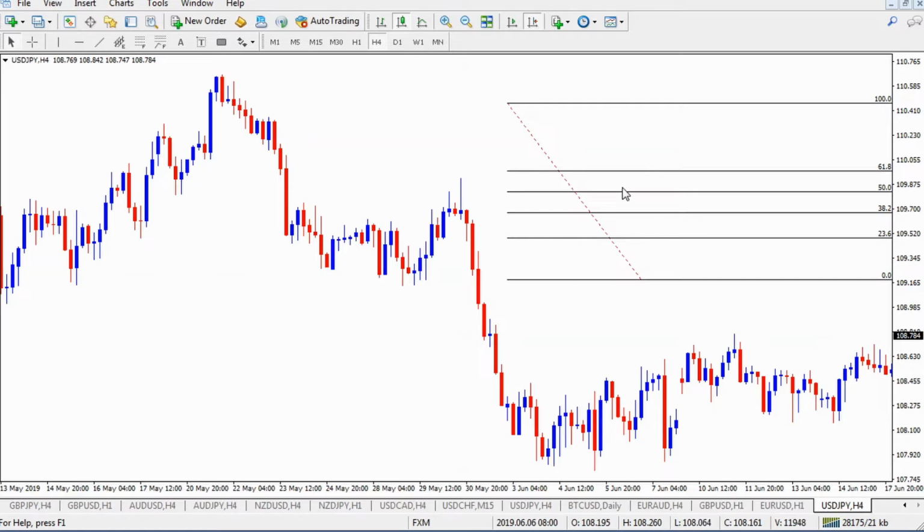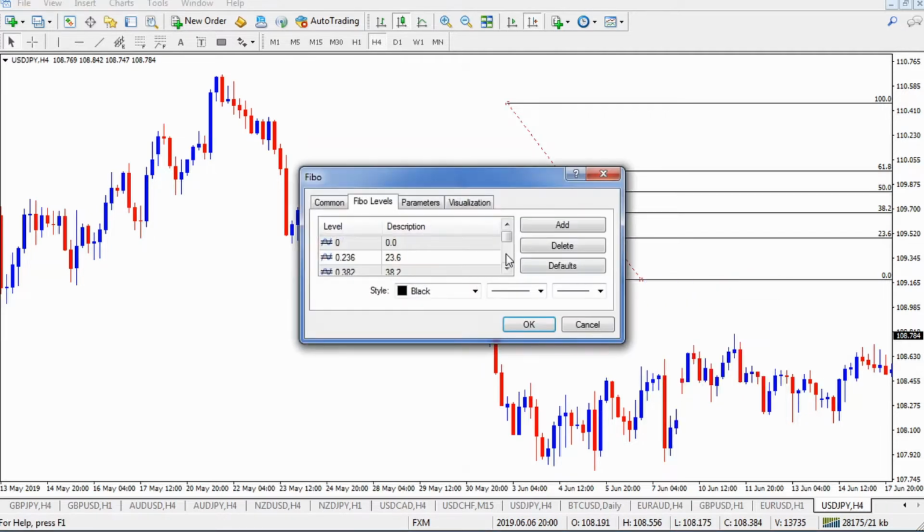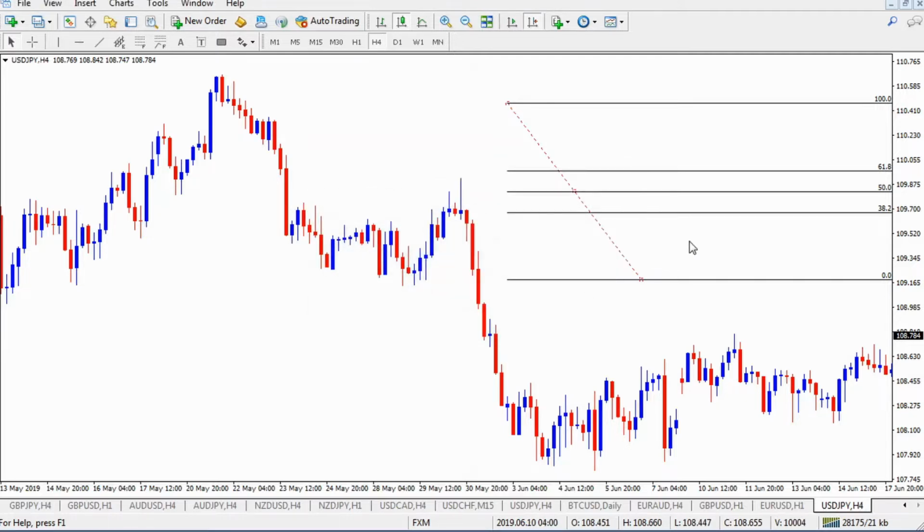Now what I'm going to do to begin with is I'm going to get rid of this 23.6. I don't need that level. So double click, hit Fibonacci properties, 23.6, delete, done. Okay, so we're finished. Now this is the beginning of the Fibonacci window.